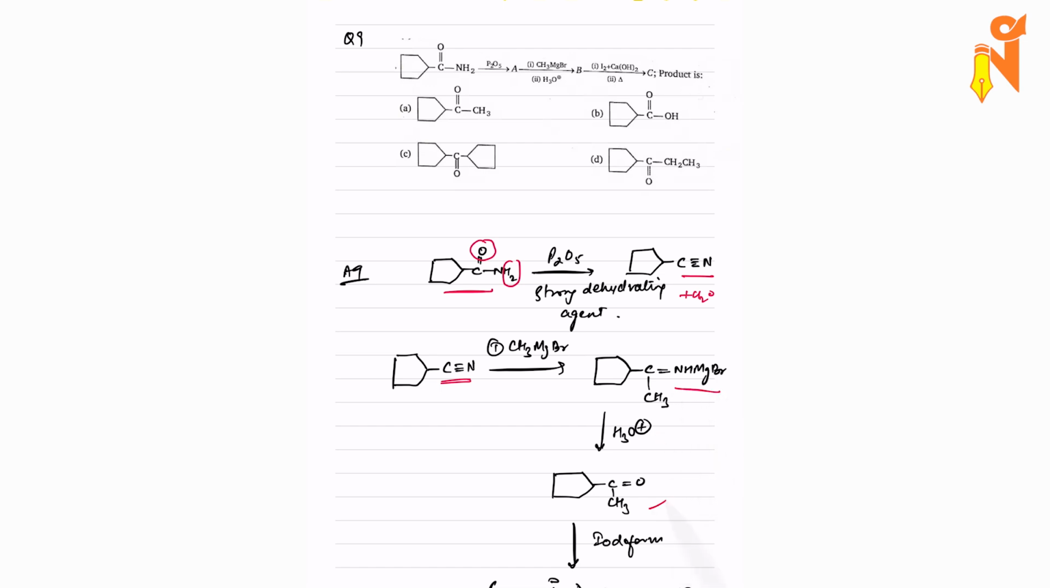Then H3O plus will form. So when you add water, this will cleave and you will get a ketone plus NH3 plus MgBrOH. This is what you will achieve.